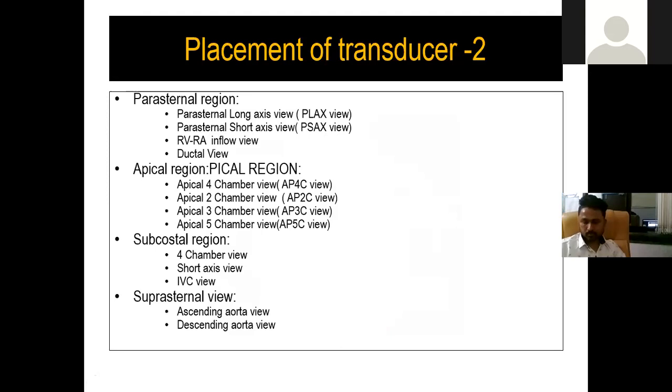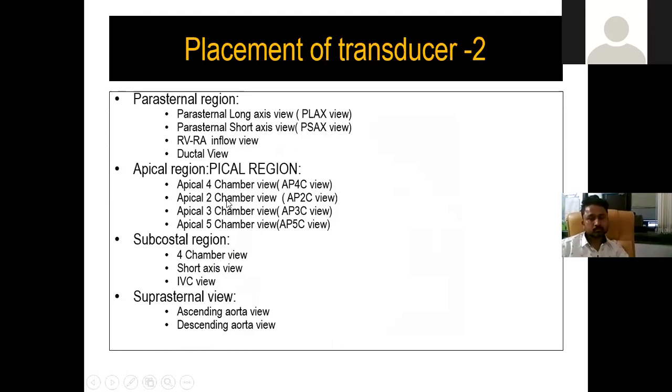Once we put a transducer in the parasternal region, what do we get? We get the parasternal long axis view, short axis view, RV inflow view, and a ductal view. In the apical window, what do we get? 4-chamber, 2-chamber, 3-chamber, and 5-chamber views. Subcostal: 4-chamber, short axis, and IVC view, and suprasternal: ascending and descending aorta.